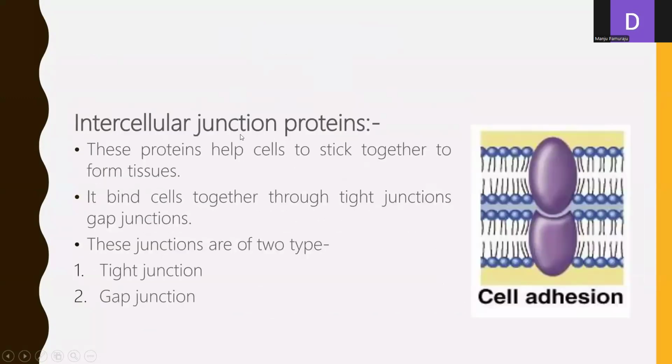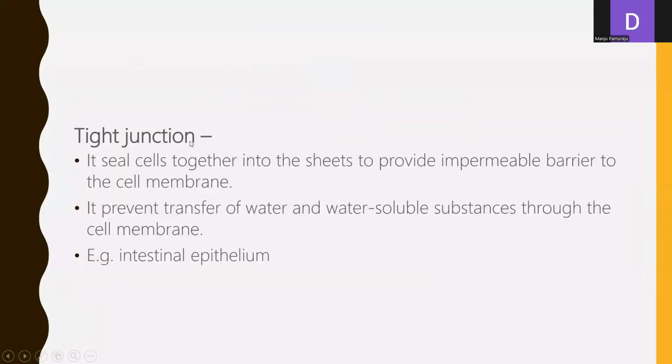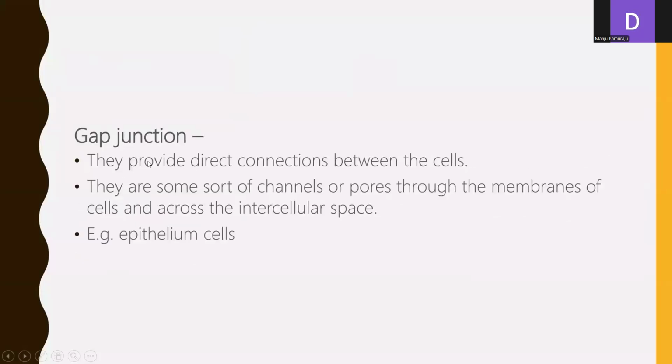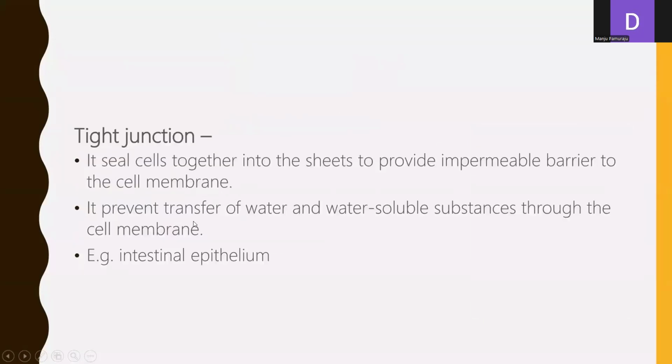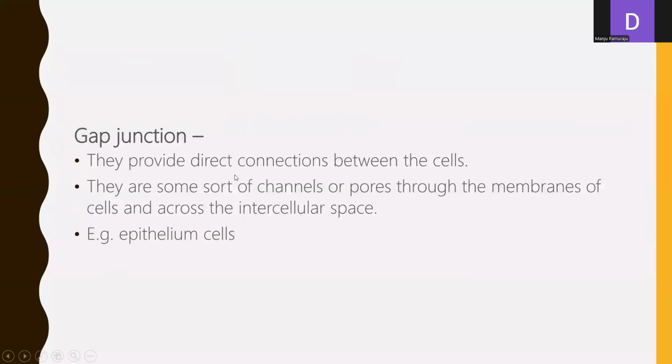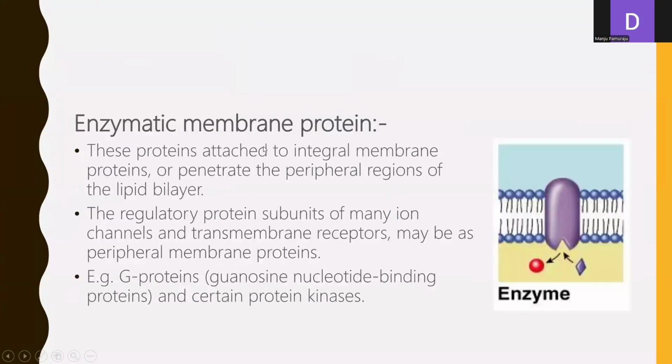Next, intercellular junction proteins help cells stick together to form the tissues. Tight junctions provide impermeable barriers to the cell membrane. So in this, the intercellular junction proteins are tight junctions and gap junctions. Tight junctions will not allow any water or water soluble substances, whereas the gap junctions have some sort of channels or pores through the membranes of the cells and across the intercellular spaces. So next one is the enzymatic membrane proteins.